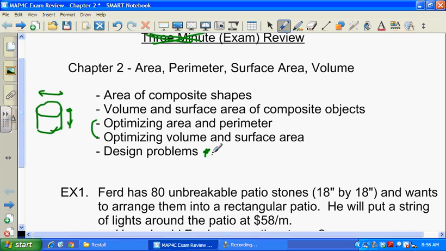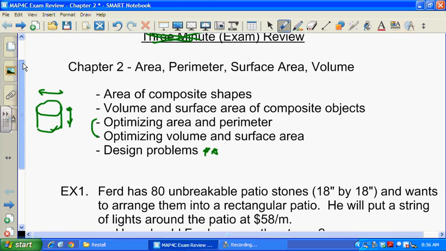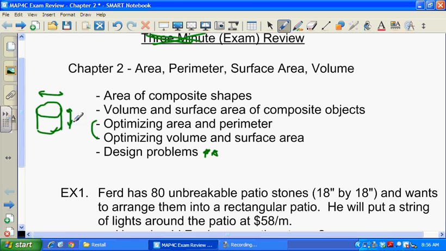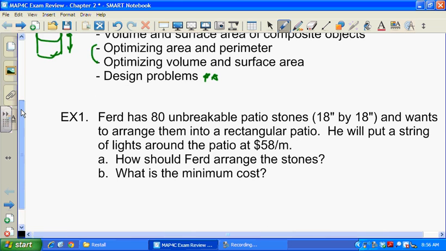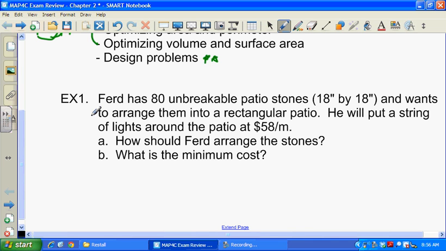And design problems were, again, the hard problems. That would make a good thinking question on the exam, these design problems, because you do have to think hard about them. Example one is a typical optimization problem.